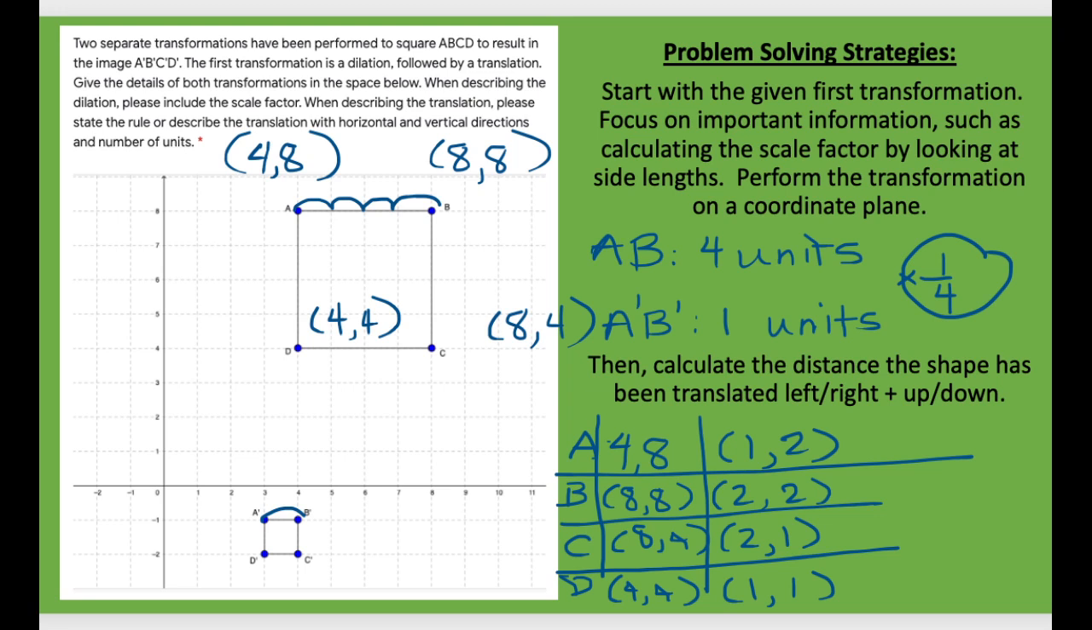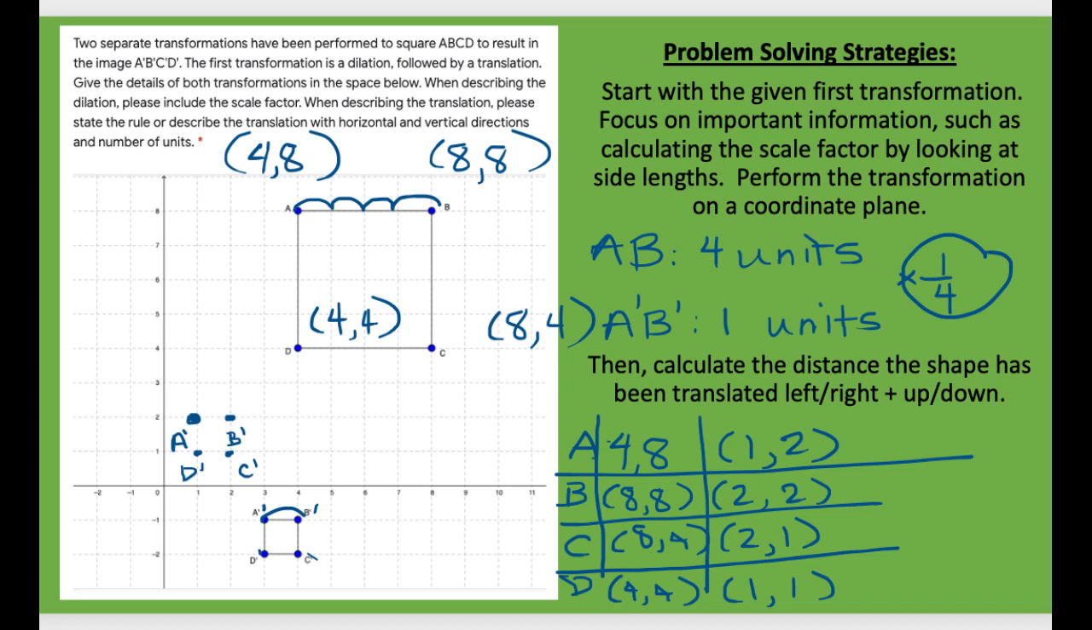So A is going to be at 1, 2. Right there. I'll call it prime. Even though this one's prime, maybe I'll make this one double prime, just so you know that I'm talking about 2 different things here. Okay, so A prime is at 1, 2. B prime's at 2, 2. C prime is at 2, 1. And D prime is at 1, 1.